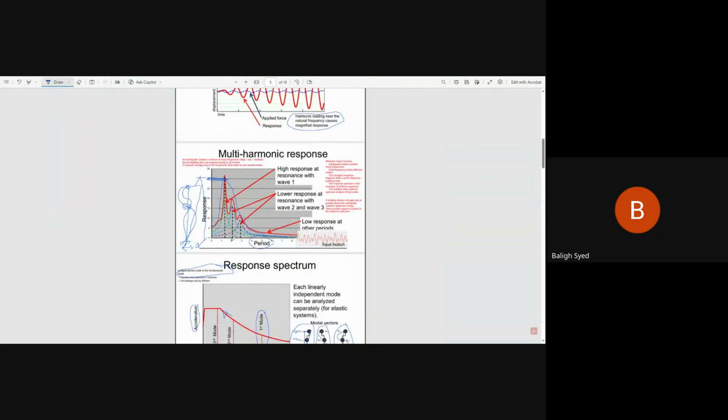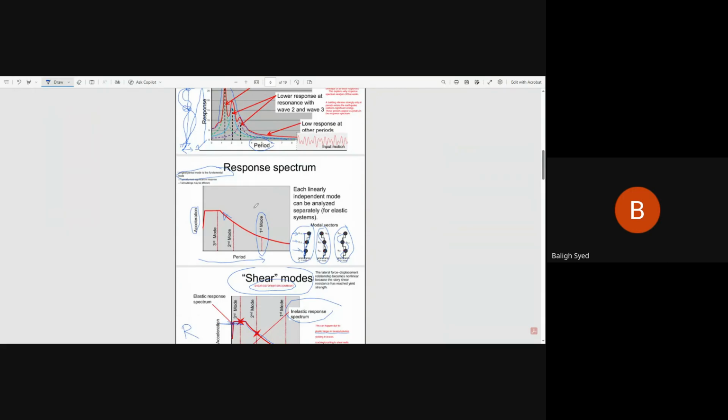Then we discuss multi-harmonic responses. We discuss how the spectrum captures the multi-harmonic responses from the different waves at the resonance level, right? Then we discuss how the same structure is going to see multiple modes, right? Where those modes are going to lie on my response spectrum curve. Now you understand why I'm saying, just right now understand the concept of the curve. This curve is actually a pseudo curve. It's not the real curve, right?